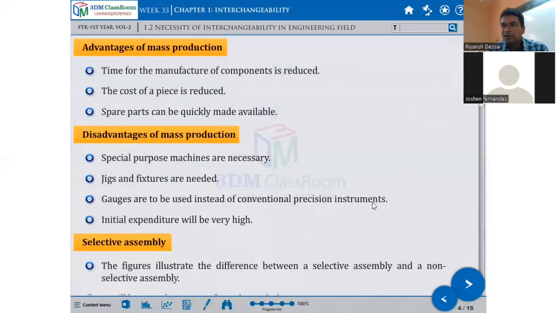And there is one disadvantage: the initial expenditure will be very high. Jigs and fixtures are needed. This is necessary. And gauges are to be used instead of conventional precision instruments. And you require special purpose machineries. So machinery element cost always increases.